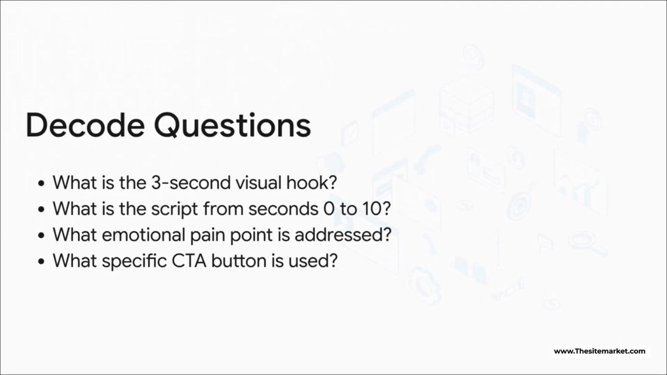What exactly is happening visually in those first 3 seconds? What is the script doing from seconds 0 to 3, then 3 to 10, then 10 to 20? What specific emotional pain point did they choose to hit first? What call to action button are they using? You are essentially mapping out the exact pacing and the psychological journey of the ad.